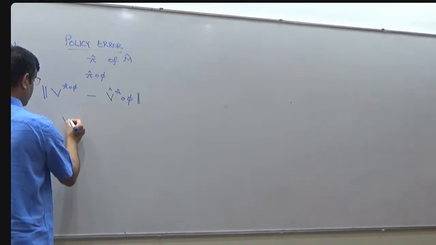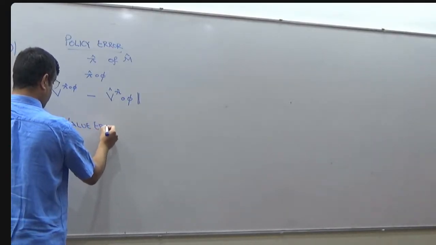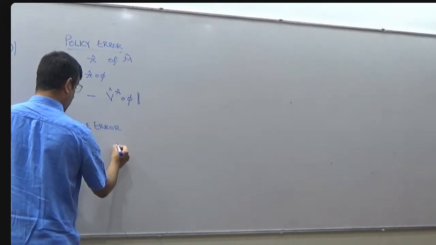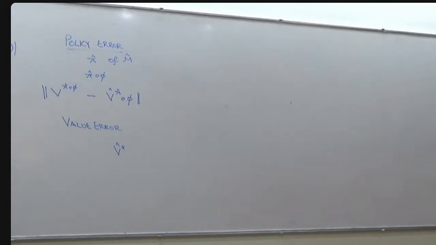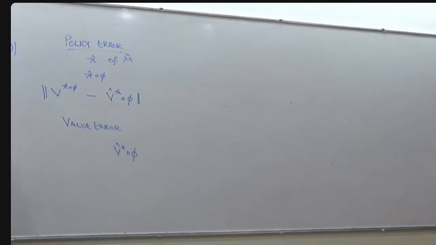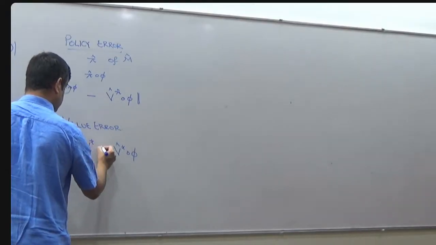Similarly, for value error, I have the optimal value function in the hat model, which is like the function we found here. If I solve the quantization problem, I do the piecewise constant extrapolation of that to get the function in the original space, and I ask what is the difference between V star and this.